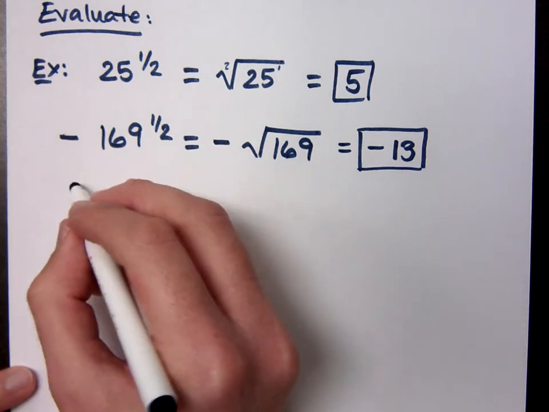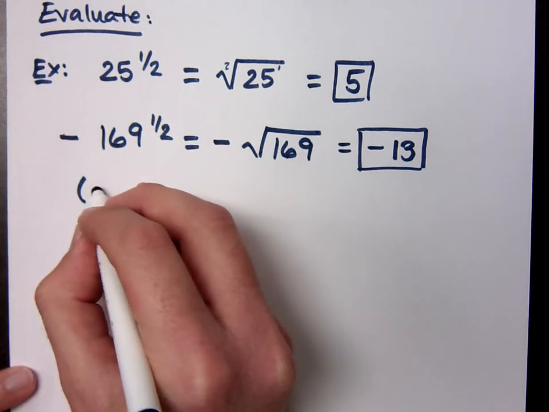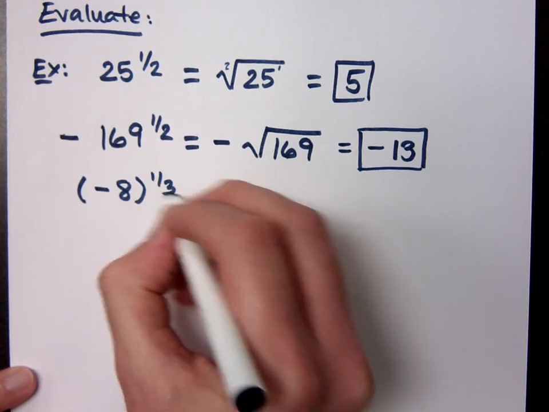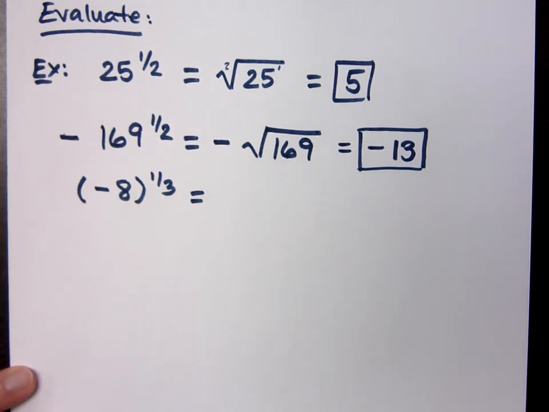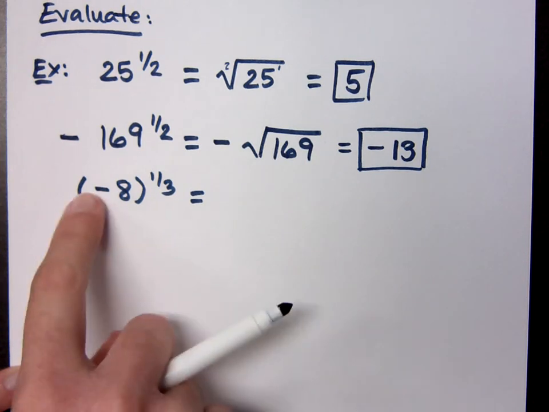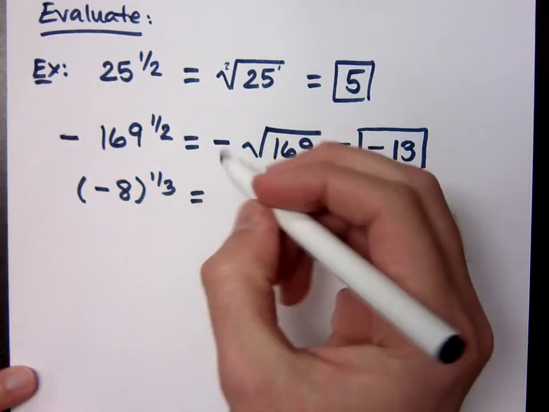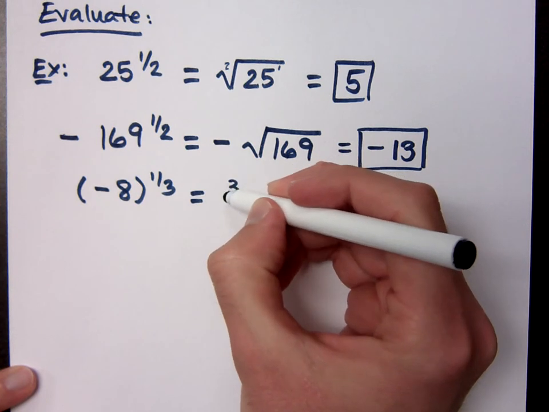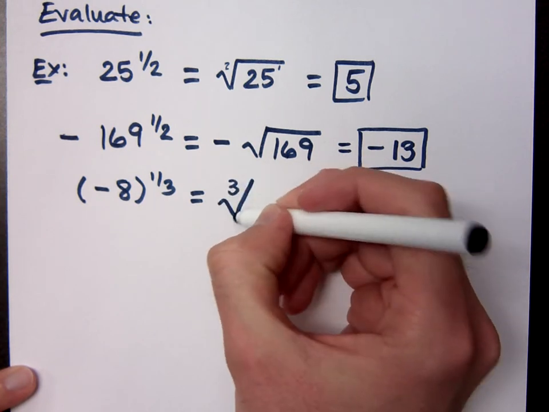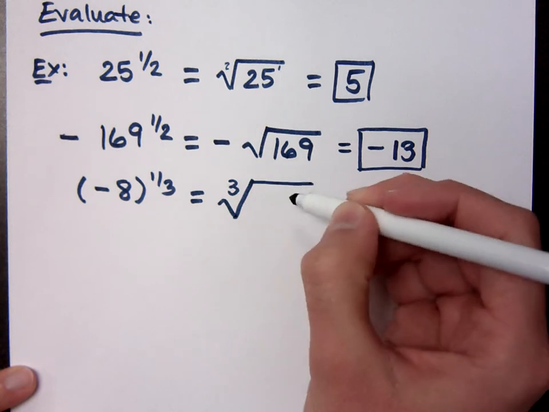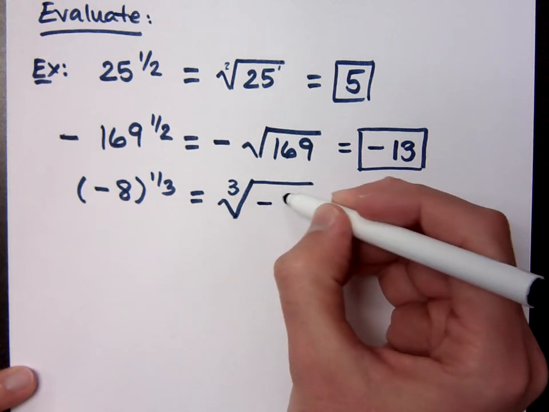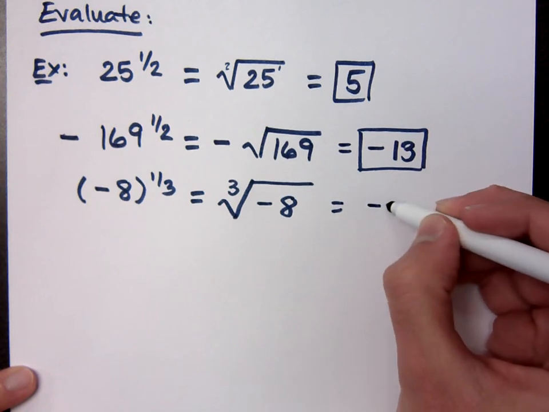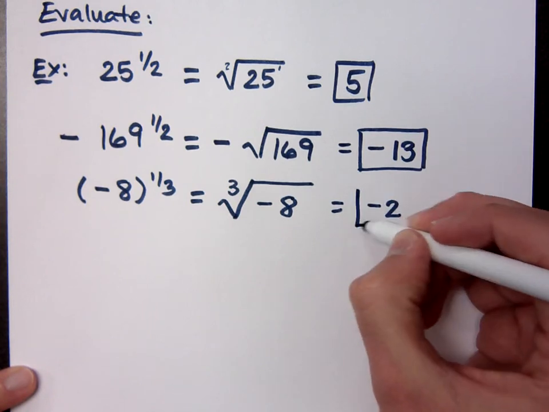That would be opposed to something like negative 8 to the 1/3 power, where the negative is inside the parentheses. We say this as the cube root of negative 8. The cube root of negative 8 is what? It's negative 2.